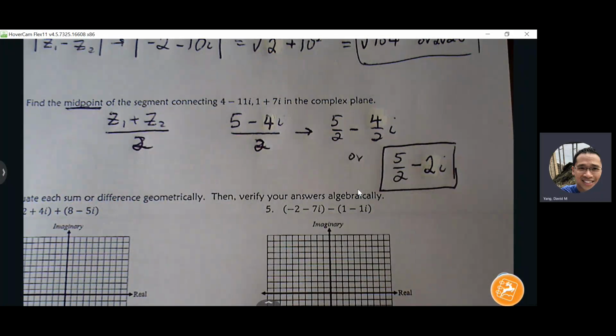And then number 4 and 5 should be familiar, right? We just got through doing those, so you can try those.